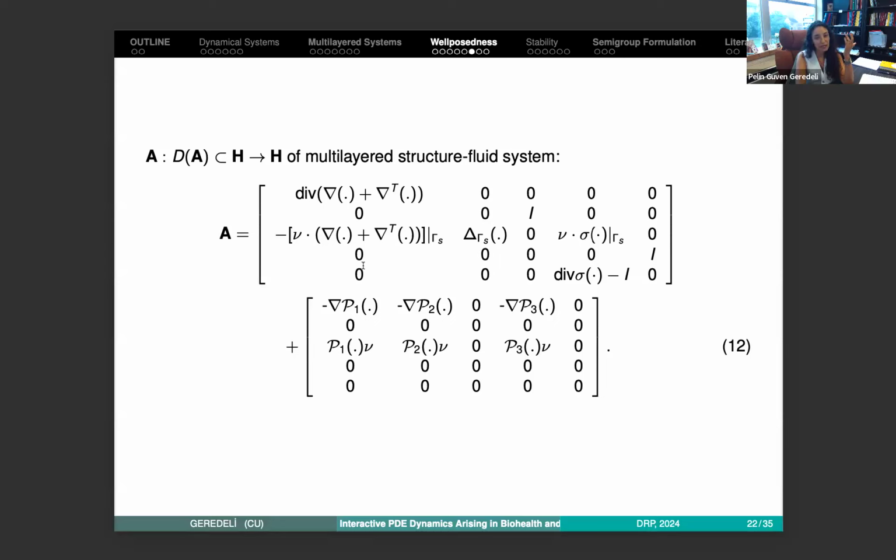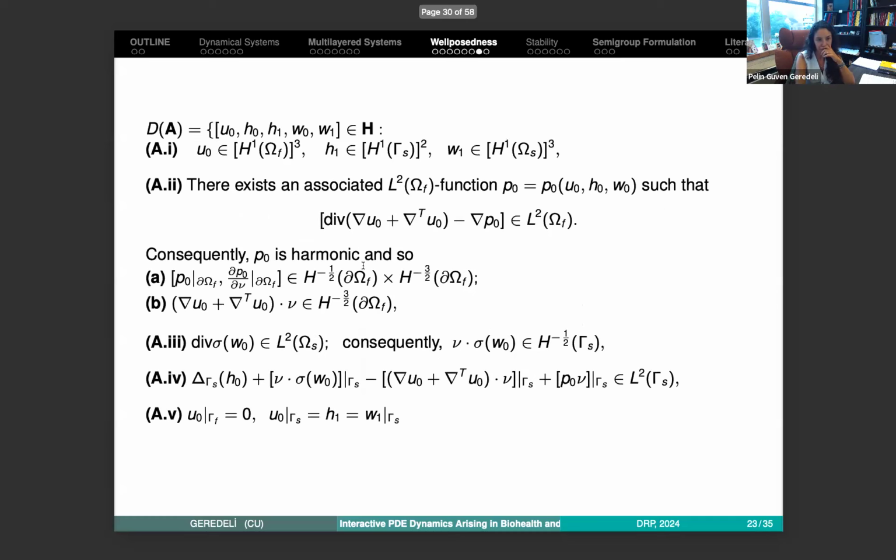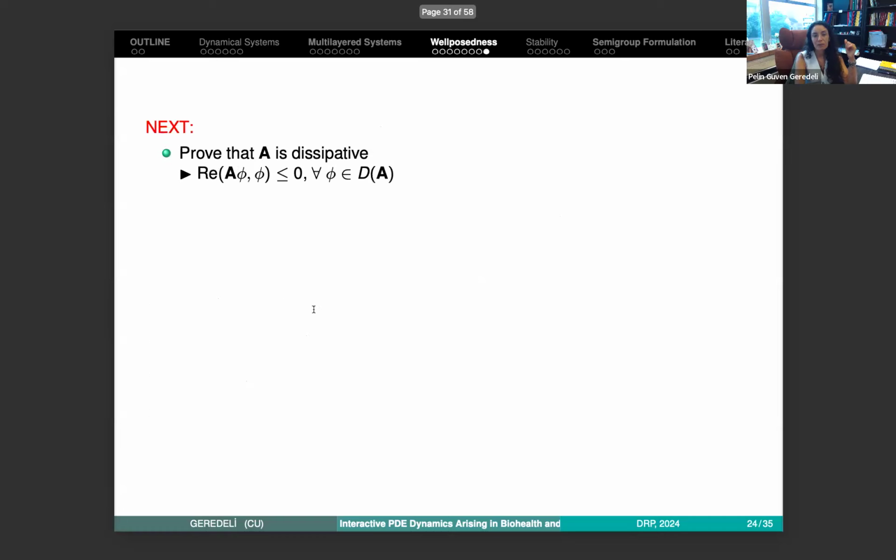So the only thing I need to do is to analyze the properties of this operator to prove that, for example, A is maximal dissipative for the wellposedness. And of course, I have to determine the domain of this generator by using some PDE techniques. So for the wellposedness, I prove A is maximal dissipative. Initially, I prove this kind of inequality, where these parentheses refer to the inner product. This is the real part of this inner product.